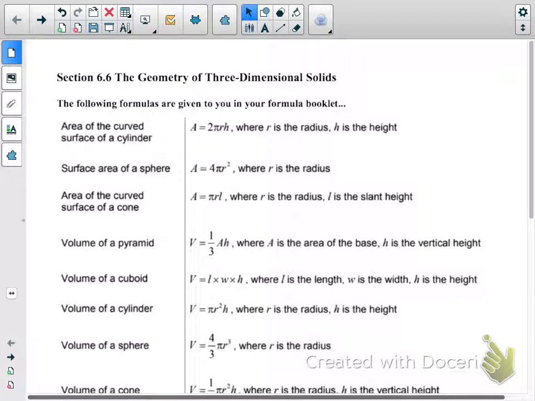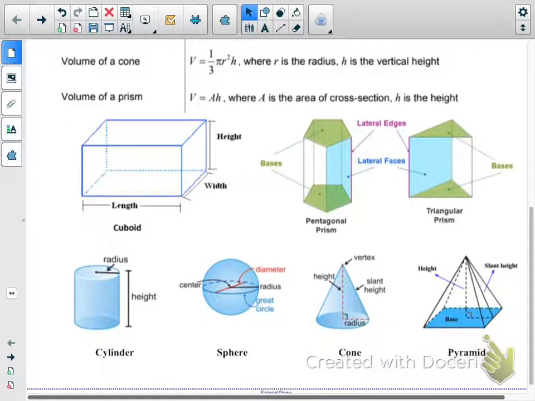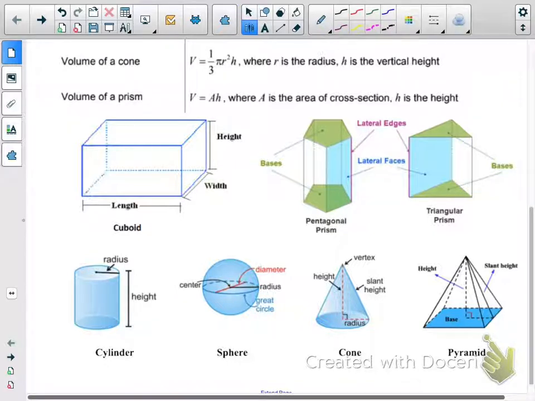So these formulas here are the formulas exactly the way they look in your formula booklet, so I wanted to use the same wording and everything. So let me just jump down here and then I'll go back up to point out the formulas there. So the first one that you can see on your paper is area of the curved surface of a cylinder. So in our picture right here, it would be the around the edge.